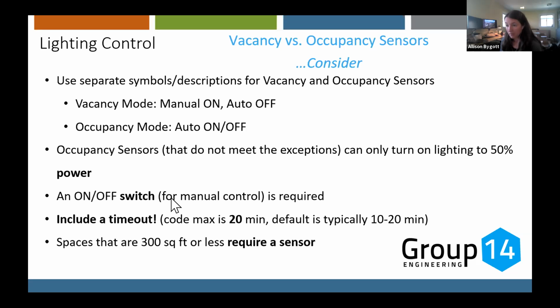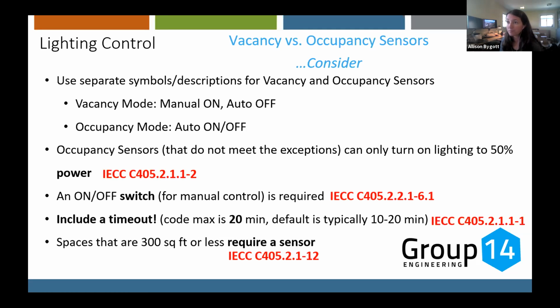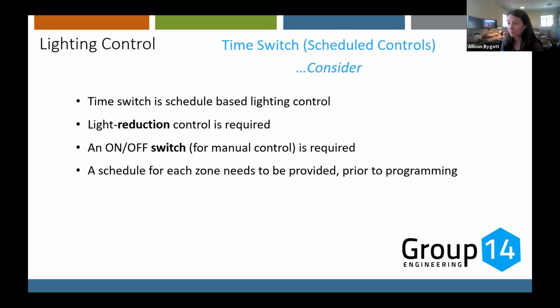We talked about needing the switch, and we talked about a 20-minute timeout. There is a bullet point under this code that says spaces that are 300 square feet or less require a sensor. So vestibules are usually less than 300 square feet. You might consider putting occupancy sensors in vestibules. The code updates are, I'm popping them up now where they can be found.